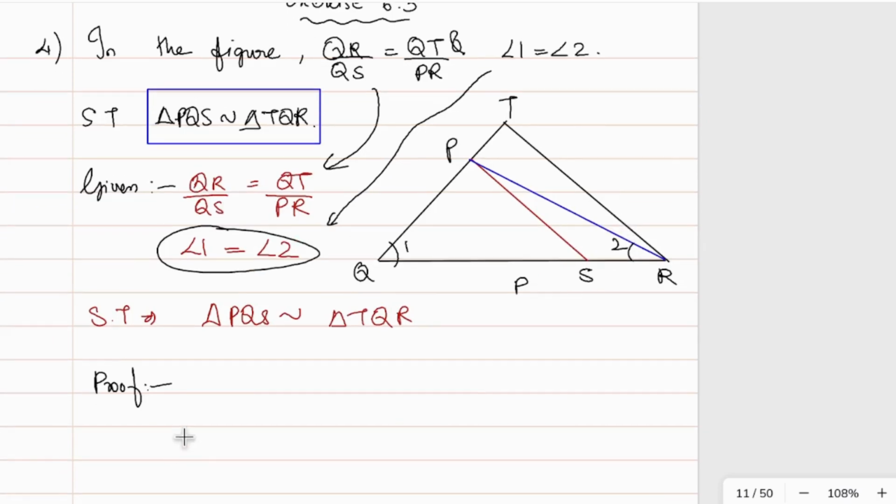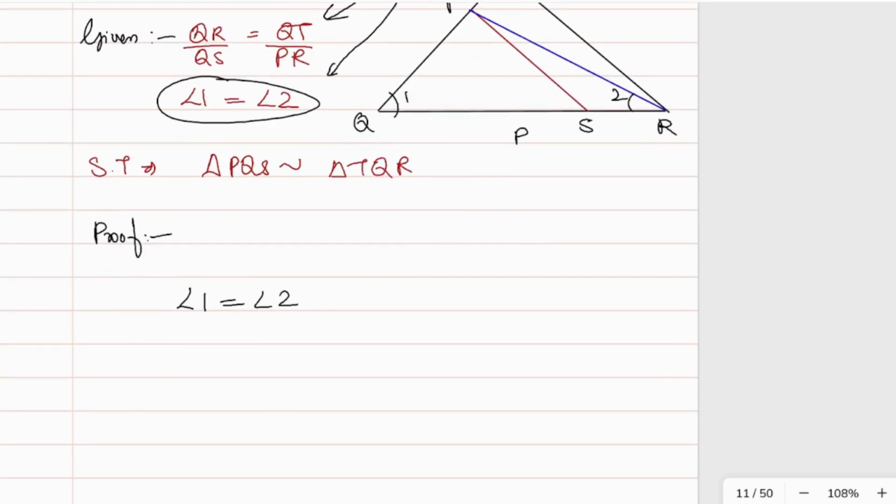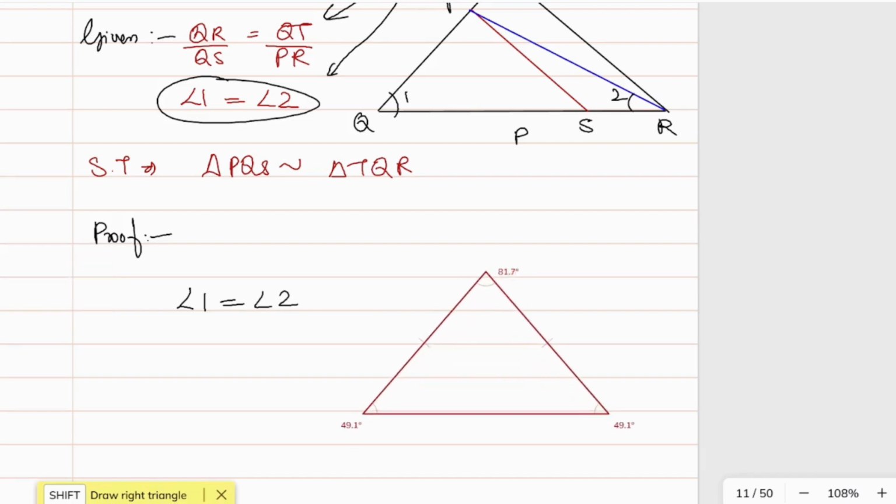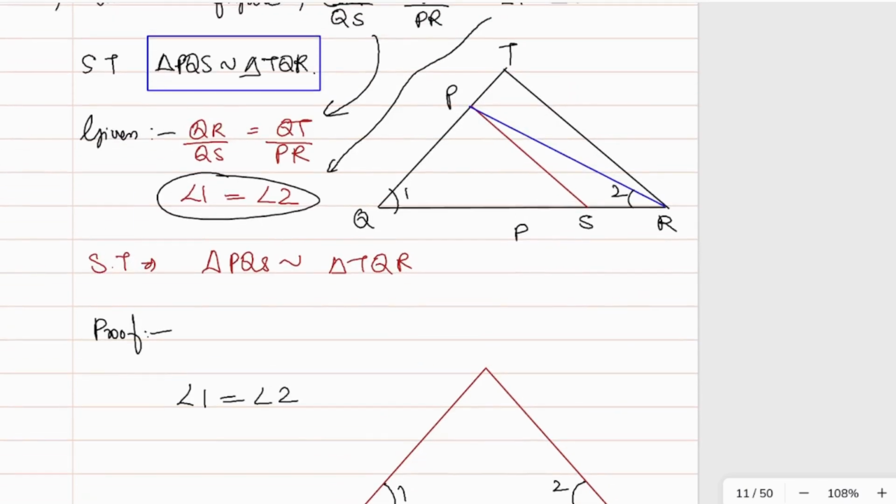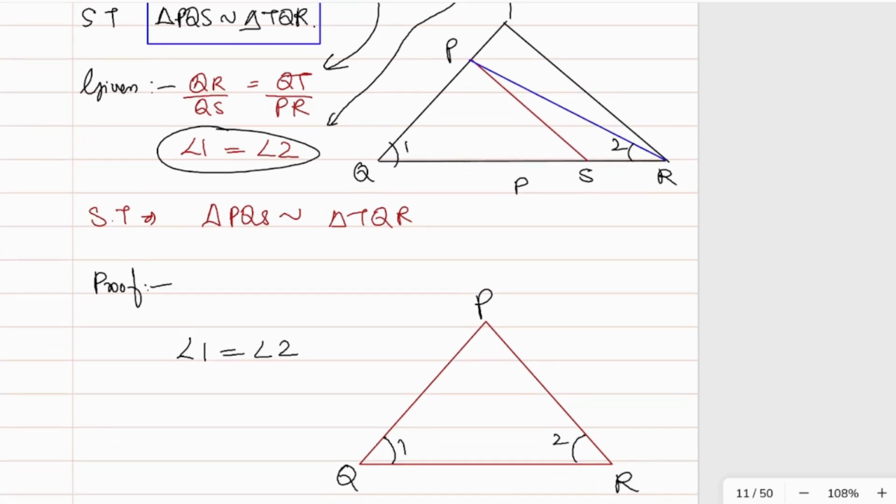They have given angle 1 equal to angle 2. So let me draw a triangle which contains both these angles, angle 1 and angle 2. Here, angle 1 is there, angle 2 is there. Which is the triangle which contains both angle 1 and angle 2? Here Q, here comes the R, the line joining, the blue colored line that ends in P. Therefore, the obtained triangle is PQR.